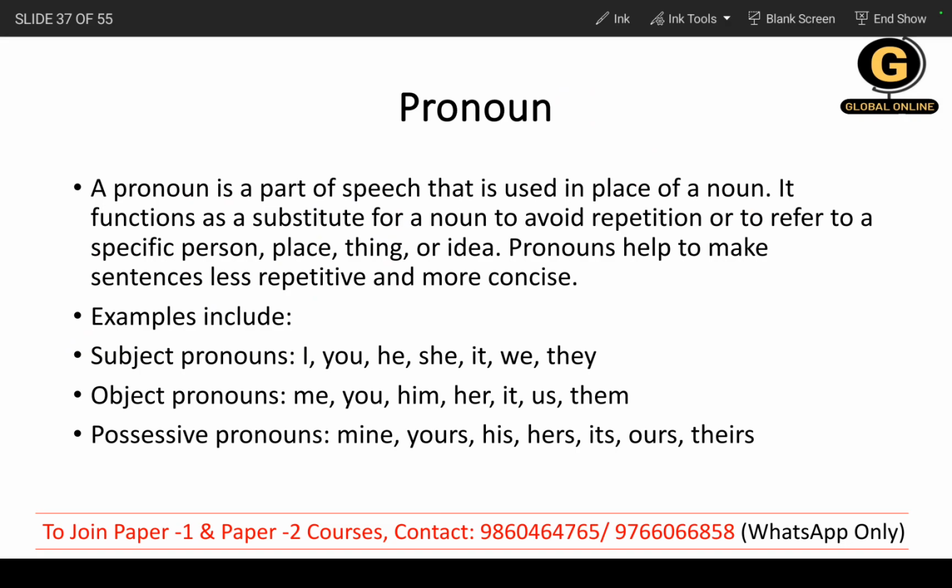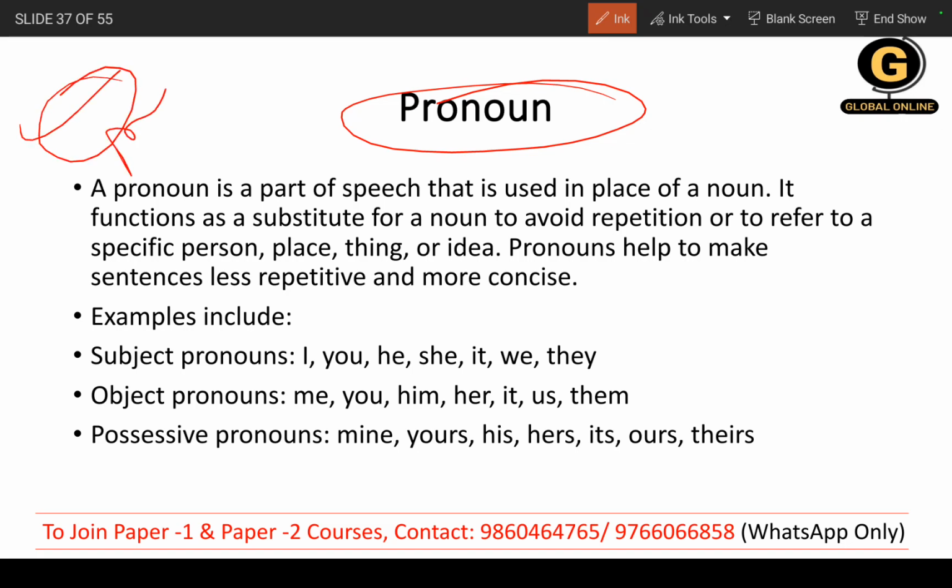As I told you about pronoun, basically if you are using a pronoun instead of a noun, it helps to make a sentence concise and less repetitive. When you use a noun in a sentence in a repetitive manner, that will not look good. So instead of using a noun repetitively, you use a pronoun.